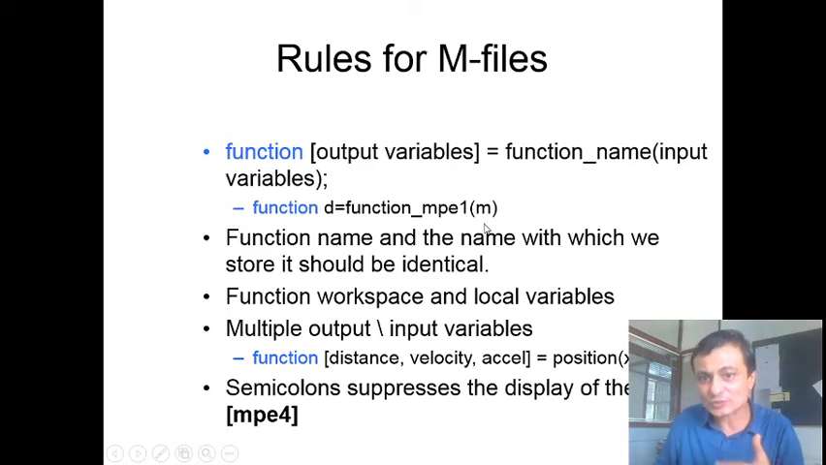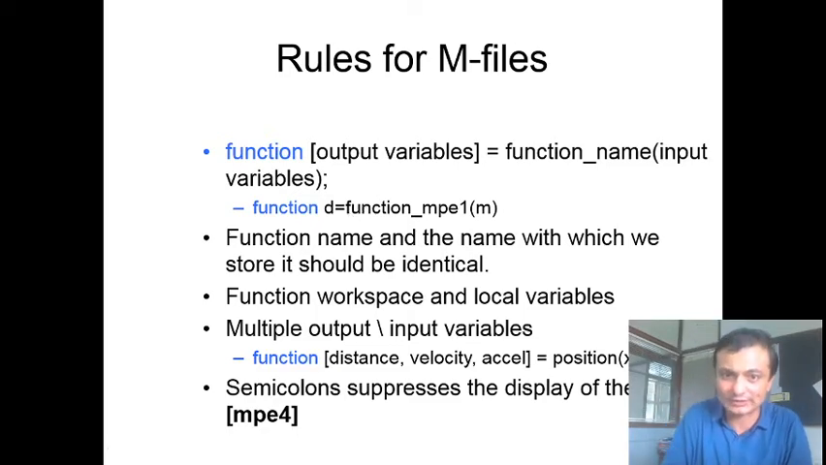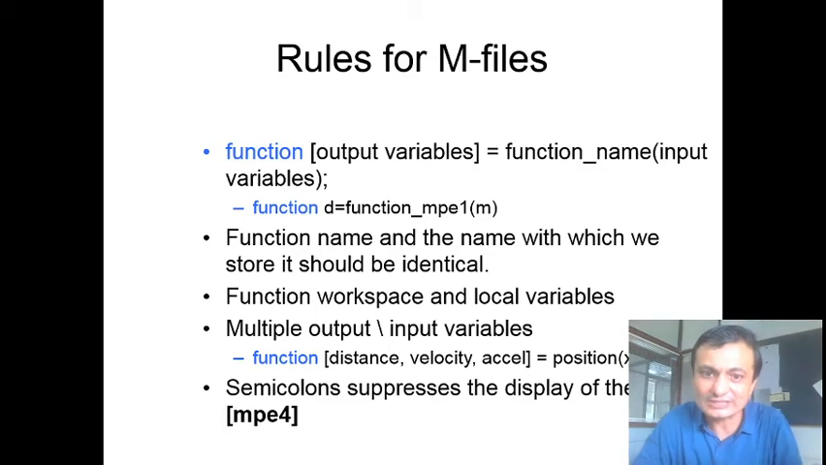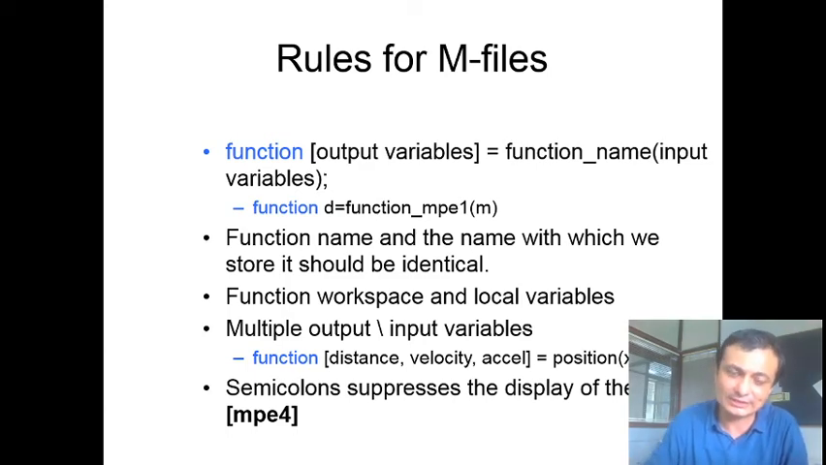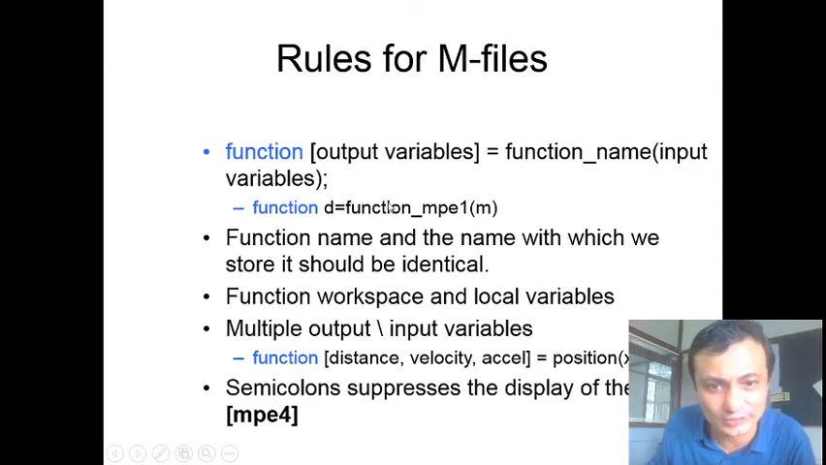Then let us see some of the things which we should know about saving a function. When you save, the function name and the name with which we store it should be identical. By default MATLAB will give you that option only, but every individual has his or her own way of naming code, and you cannot do that here. Like when I write function underscore mp1, you have to store this file with the name function underscore mp1. You cannot store this file with your own roll number, your roll name, or some other code.